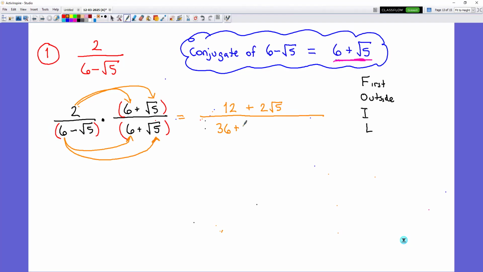So that's going to be plus 6 square root of 5. Okay. Then the next thing we'll do is the inside. So the inside is going to be basically the negative square root of 5 from the first parentheses and this 6 right here. So it's going to be negative times a positive, which is negative. So it's going to be negative 6 square root of 5.